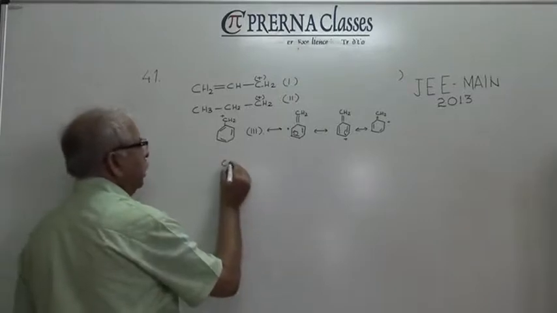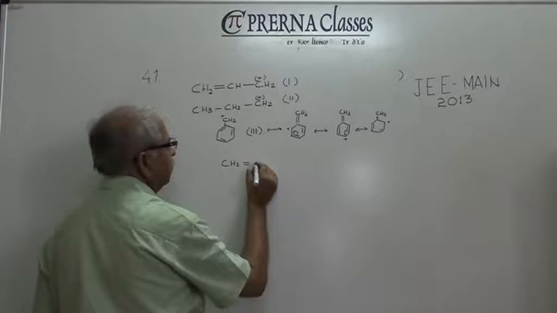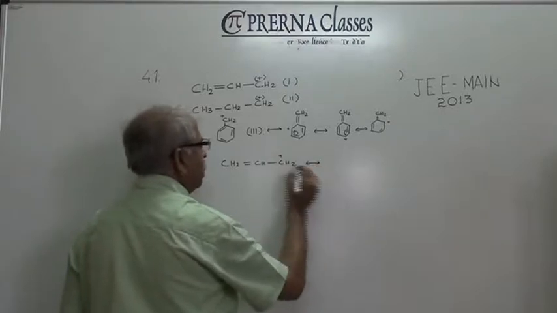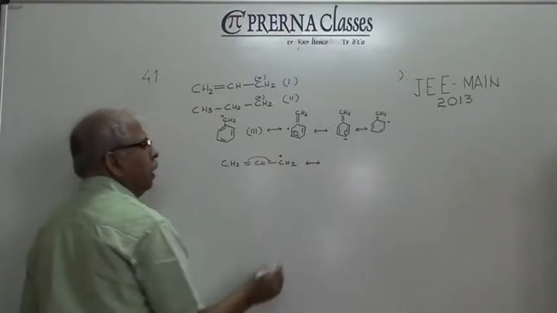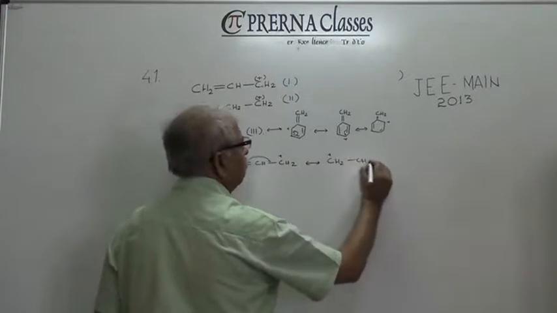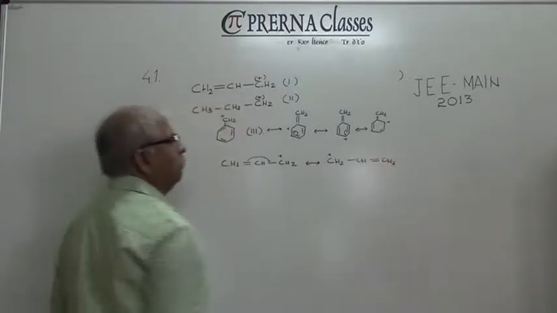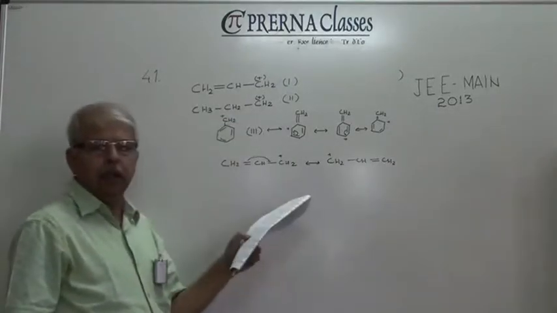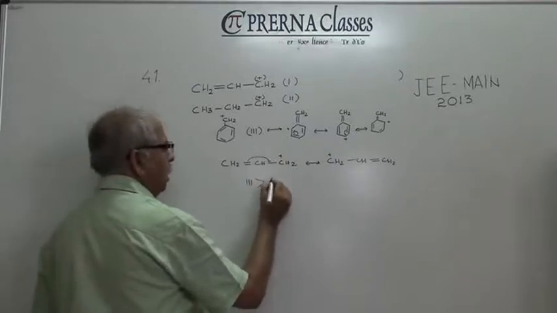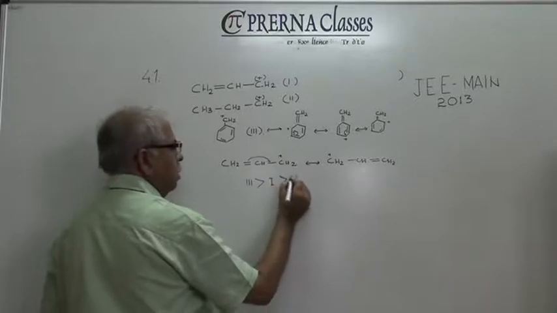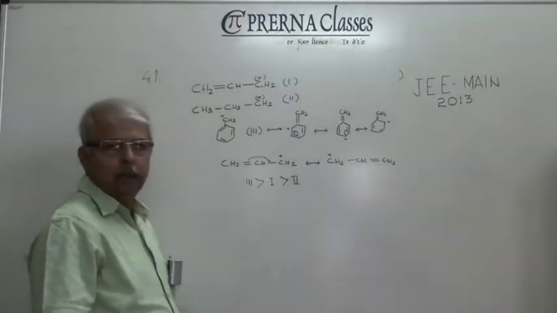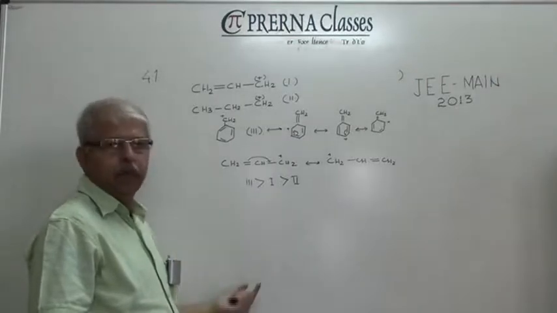The allyl one, we can write one canonical structure by simply moving this bond. And primary doesn't have any canonical structures. So 3 is greater than 1, which in turn is greater than 2. This is the stability order. And in this case, the fourth one is this order, and number 4 is the correct answer.